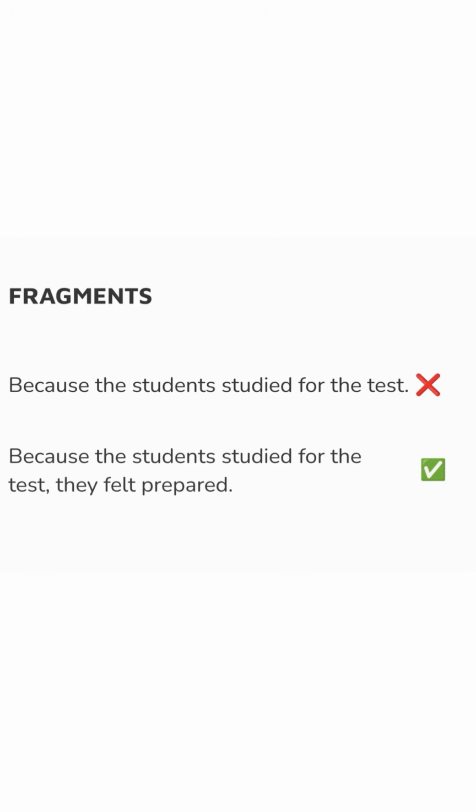Now, if you put a dependent clause by itself, you get a sentence fragment. It sort of feels like the sentence is missing something. For example, because the student studied for the test, that's incomplete because we don't know what happened as a result. But if we add an independent clause, it becomes complete. Because the student studied for the test, they felt prepared.